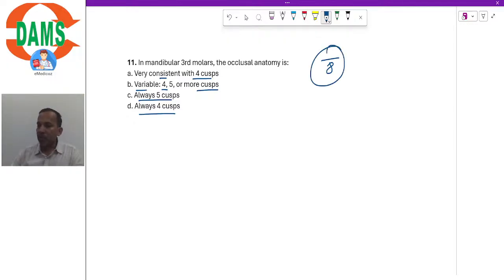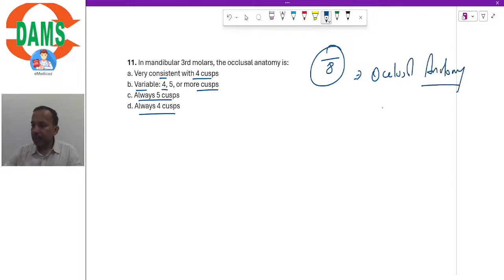So the mandibular third molar, its occlusal anatomy. Which of these 4 correctly describes the occlusal anatomy of mandibular third molar? 11 का B, right?